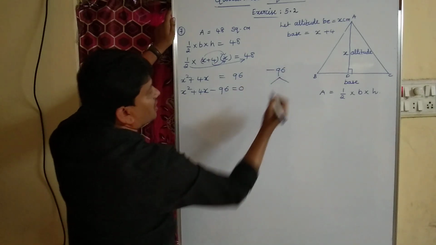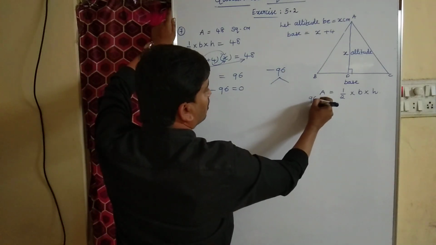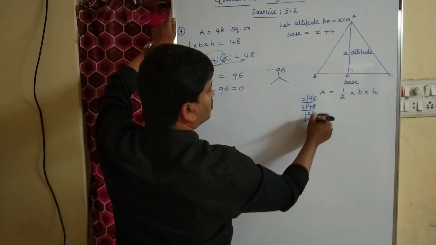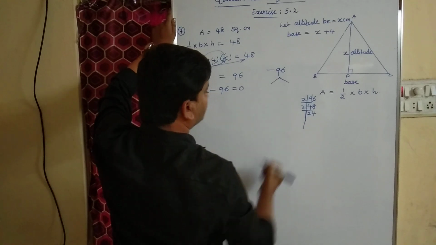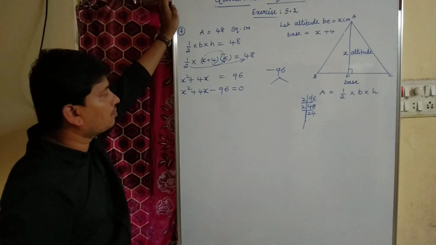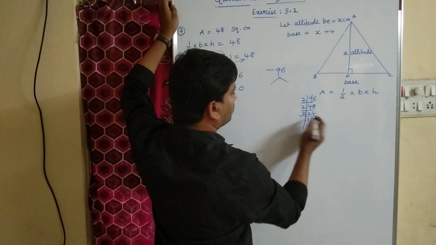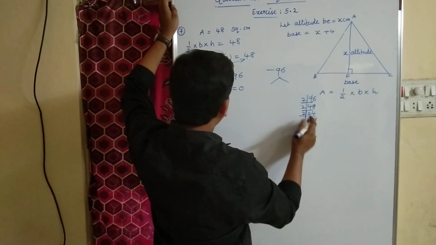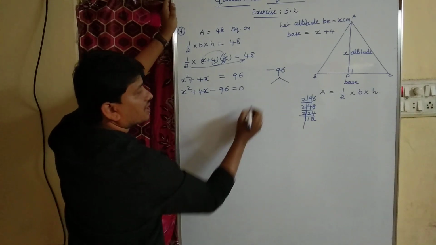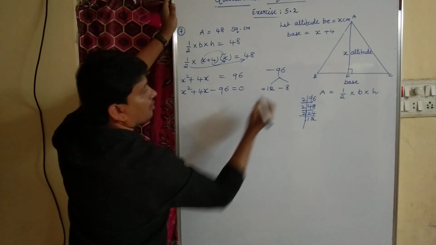So as the constant is 96, what are the possible factors of 96? 24 minus 4 is 20, no. 12 and 8: 12 minus 8 is 4. Yes children. So the factors of 96 are 12 and 8, plus 12 minus 8.